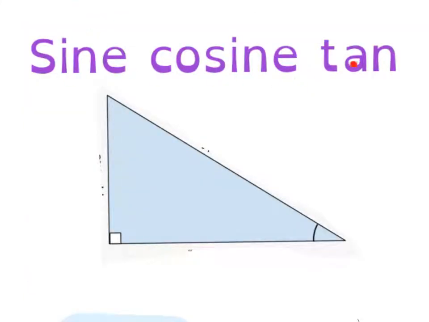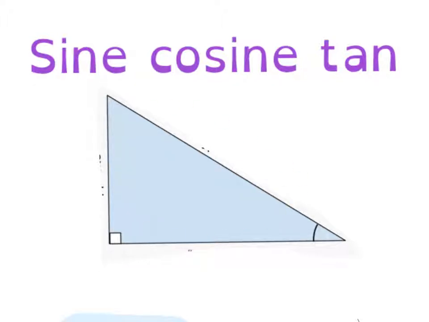Sine, cosine and tan are three words we're going to become very familiar with, and three buttons on our calculators. They are ratios that represent the relationship between the sides and the angles of a right angle triangle.